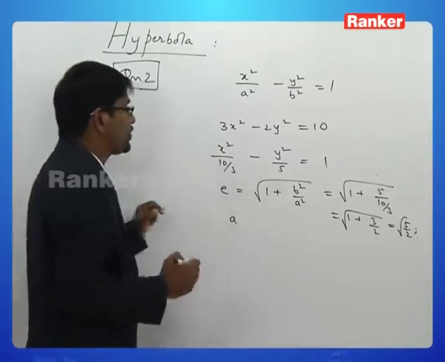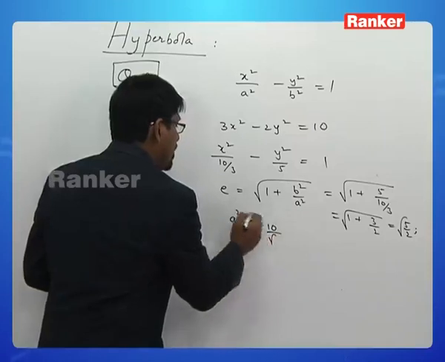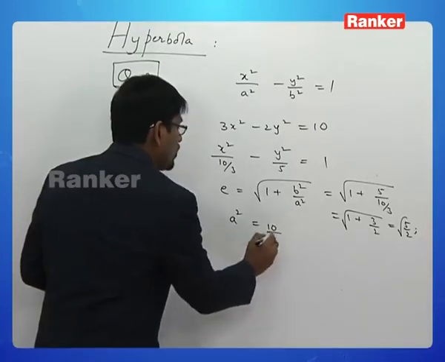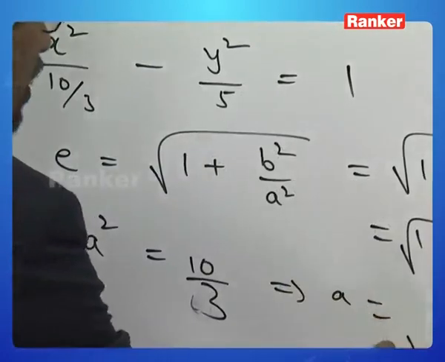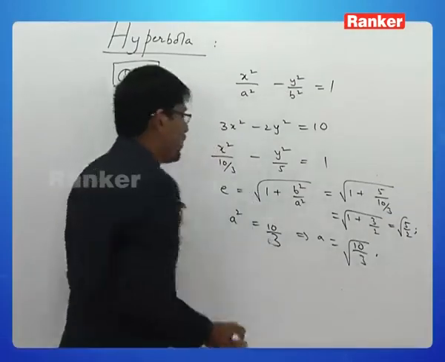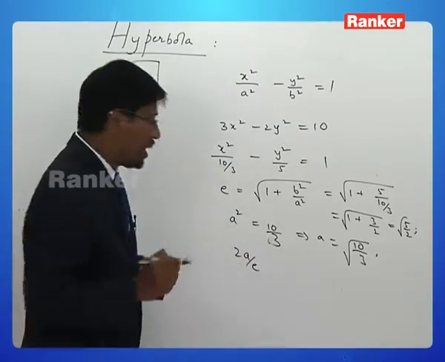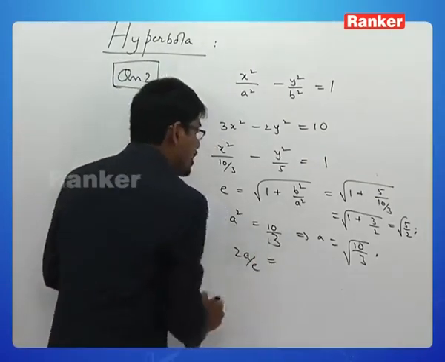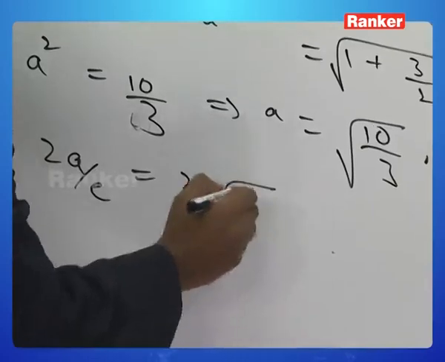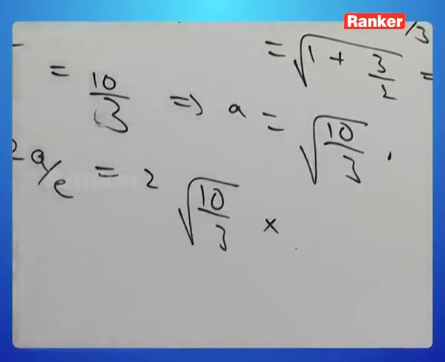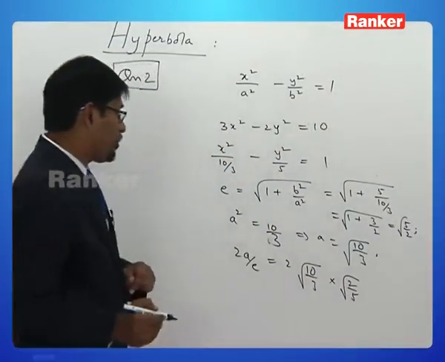What is a? A square is 10 by 3 for us. So what is a for us? This implies a is equal to under root of 10 by 3. We know that 2a by e is the distance between the two directrices. So what is 2a by e for this option? That comes out to be 2 into root of 10 by 3 by e, which will make it under root of 2 by 5.